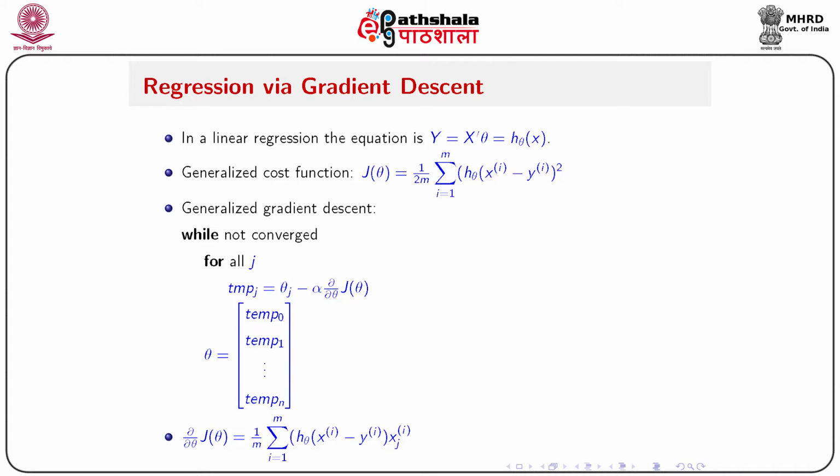And the generalized gradient descent algorithm would be: while not converged, for j, temp j equals to theta j minus alpha dj theta by del theta j, and then theta equals to temp 0, temp 1, up to temp n. And del j theta by del theta j equals to 1 by m sum over i equals to 1 to m of h theta xi minus yi into xji. So this is the basic algorithm when you are using the gradient descent method to get the estimate of a simple linear regression.